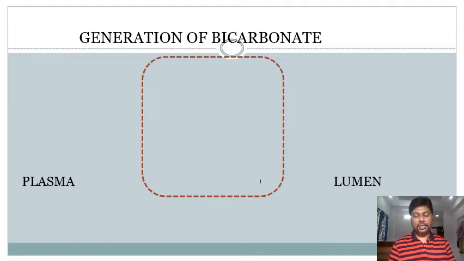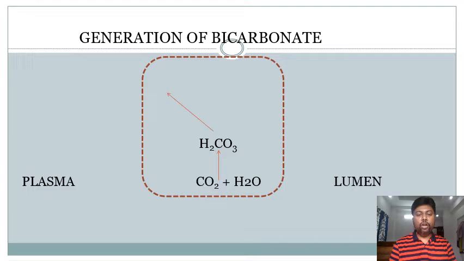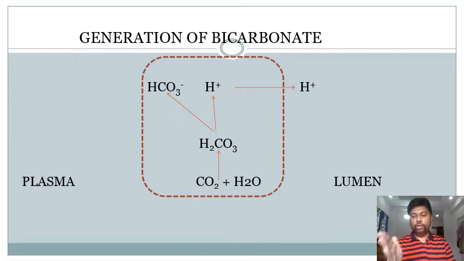Like in any other cell, our renal tubular cells take up oxygen and produce carbon dioxide. This carbon dioxide produced within the cell dissolves in the aqueous medium of the cytoplasm and forms carbonic acid. This carbonic acid dissociates immediately to form H plus and bicarbonate ion. The H plus ions formed will be thrown out into the renal tubular lumen with the help of a transporter called the sodium H plus antiporter.